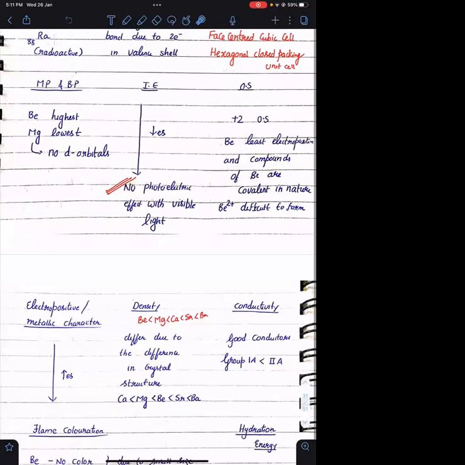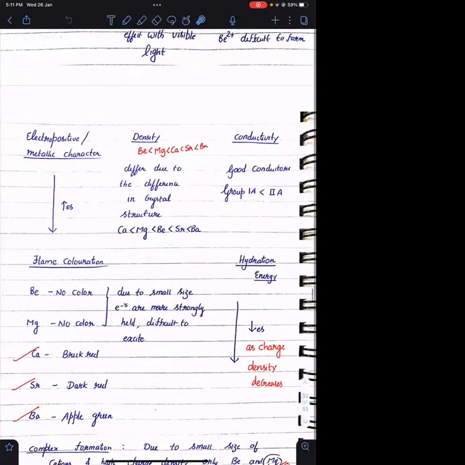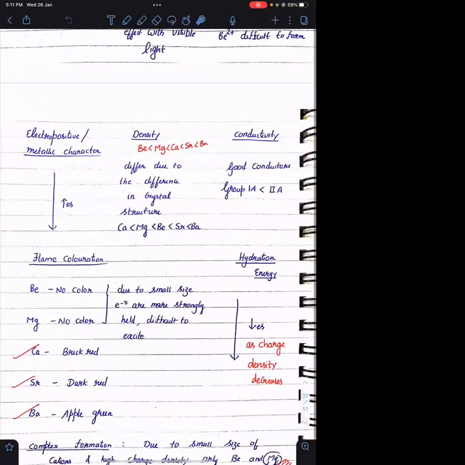Oxidation states: they in general have +2 oxidation state, and all of them majorly form ionic compounds. Beryllium, having greater polarizing power, will form covalent compounds. Electropositive character or metallic nature increases down the group as the ionization energy decreases.